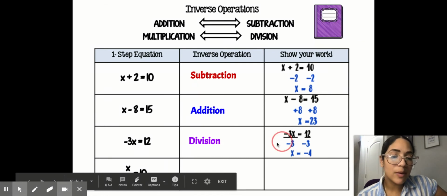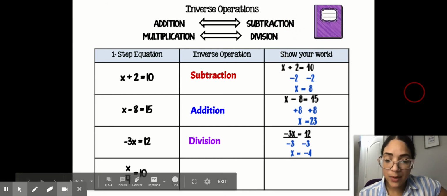Take a look at my work here. The way that I represented division is I used a fraction. Whatever number is next to your x, whatever coefficient you have there, that's what you're going to divide by. That's going to be your denominator. And we do that to both sides of the equal sign. -3 divided by -3 is 1, so I'm just left with x here. +12 divided by -3 would have given me -4. Okay, let's do the last problem.